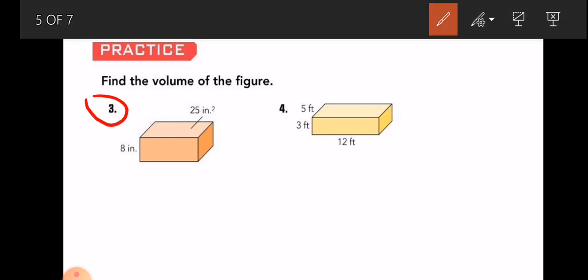How can I get here? What is the information that you have? Can you see 8 inch? 8 inch, this is what? From down to up, we call it height.